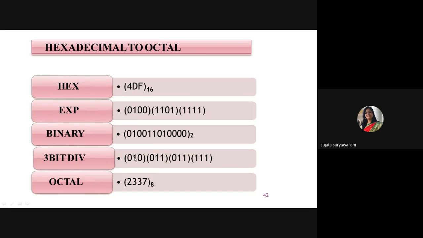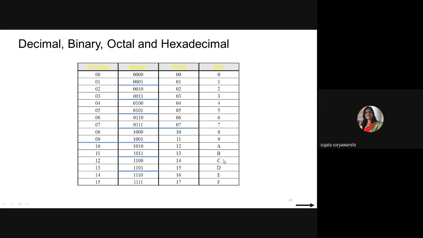Okay, so 0, 1, 0 is equal to 2. Then 0, 1, 1 is equal to 3. Again 3, and 1, 1, 1 is equal to 7. In this way, you can easily convert any binary number into an octal number. Okay. So in this PPT, the comparative study is given. The comparison of decimal to binary, octal and hex numbers is given.